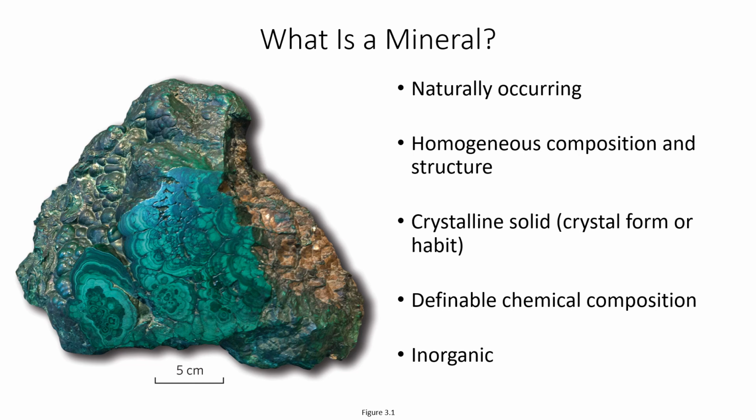So the mineral on the left is called malachite, and it often is formed with copper, and it's a nice, pretty greenish color. And it has all of these characteristics. Any piece of malachite all across the world, you will find it is inorganic, has a definable composition, is a crystalline solid, has a homogeneous composition and structure, and is naturally occurring.